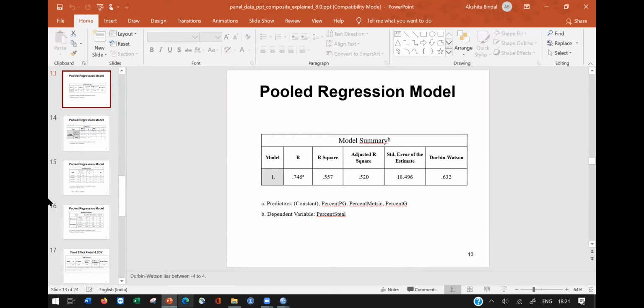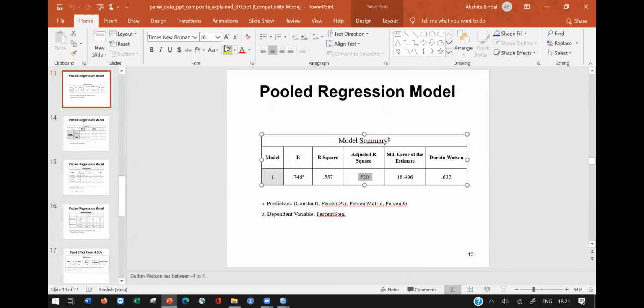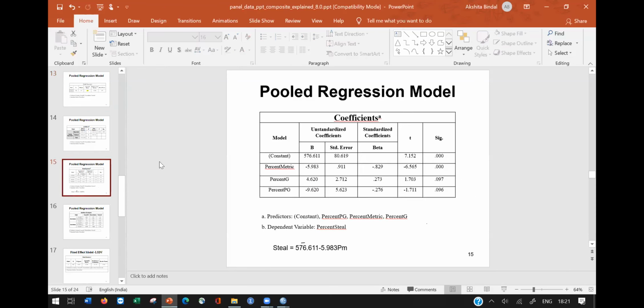So first of all, we got the model summary of our panel regression model. The R square, adjusted R square, these all tell how much of my model is explained. So when I do the pooled regression model where time effect is not considered, 52% of the model is explained, and Durbin-Watson comes out to be 0.632, which lies between -4 and 4. So this is acceptable.